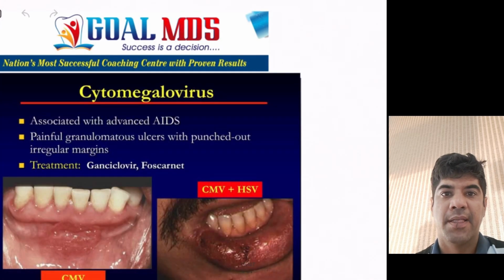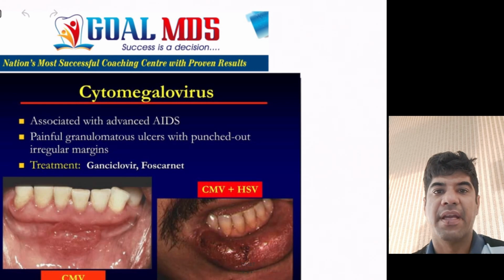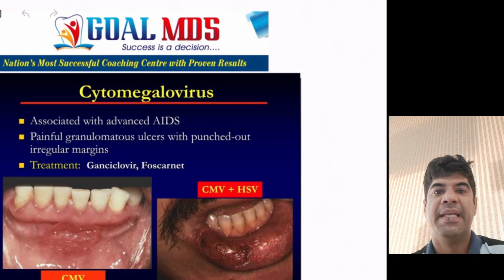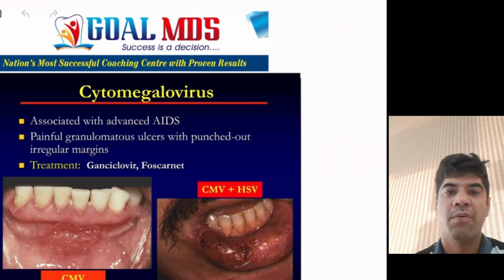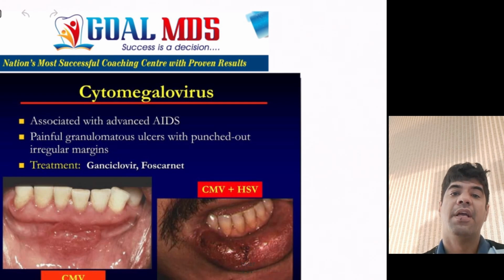Now what are the clinical features? Cytomegalovirus infections are often asymptomatic. Congenital cytomegalovirus can lead to jaundice, hepatosplenomegaly, thrombocytopenia and CNS involvement.